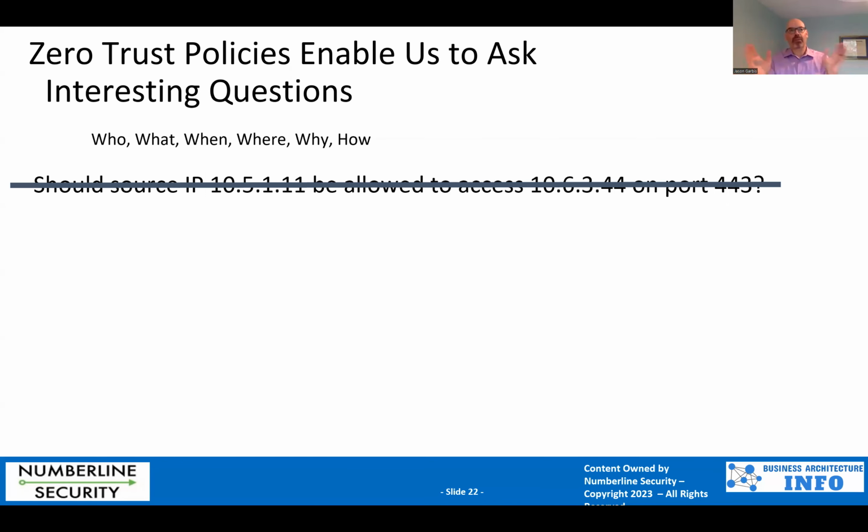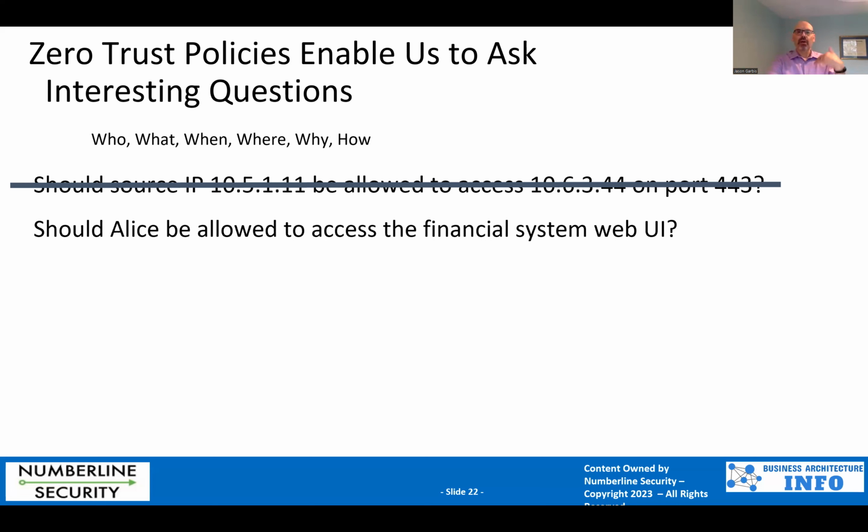We're going to have our firewalls basically say, we're not going to allow any traffic through unless it comes from the policy enforcement point. And then we're going to let the policy enforcement point do the enforcement, enforce the policies there, and allow or disallow the traffic. Really, we want to be able to have a policy that lets us answer the question, should Alice be allowed to access the financial system web UI?